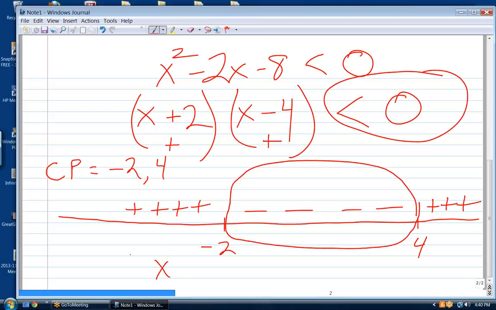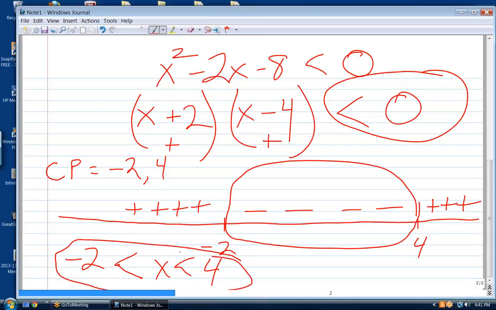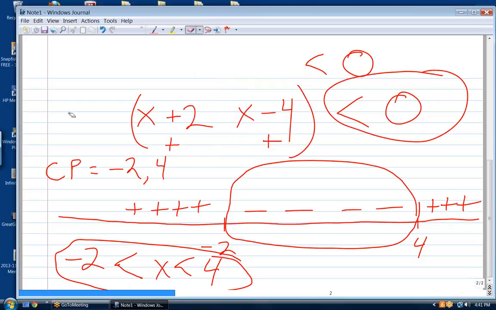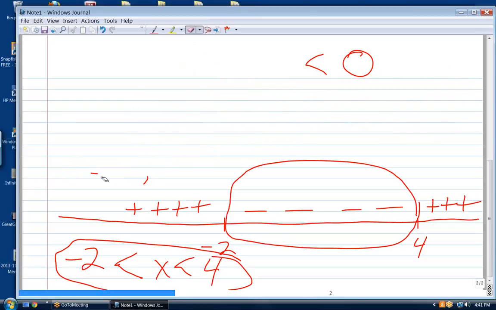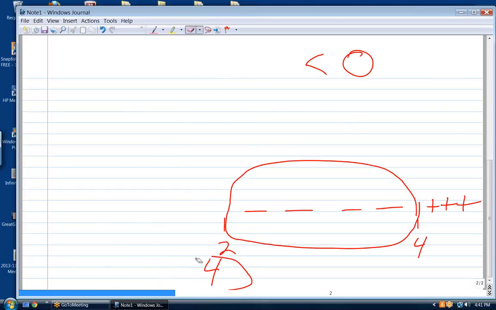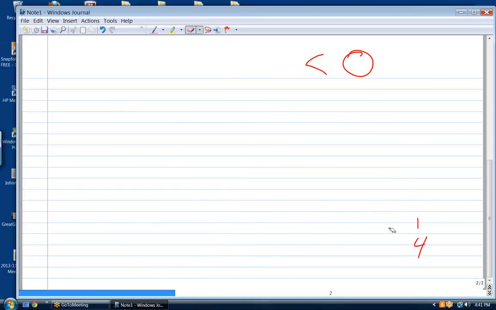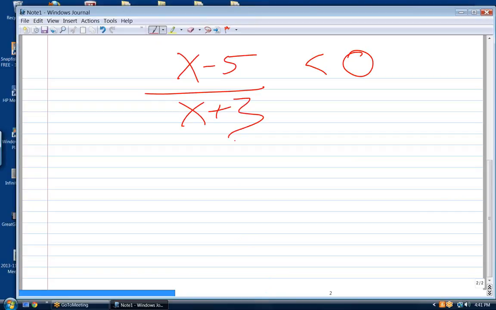Okay. So x has to be greater than minus 2 and less than 4. And that, in a nutshell, is how you do rational inequalities. It becomes a little tougher when it's a quotient, when you're dividing two things. Let's do one more. In other words, if I said (x minus 5) divided by (x plus 3) has to be less than 0.